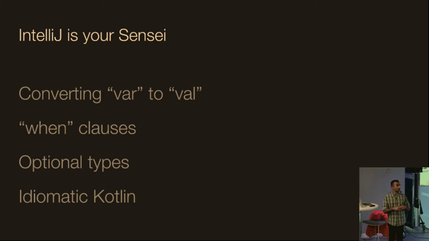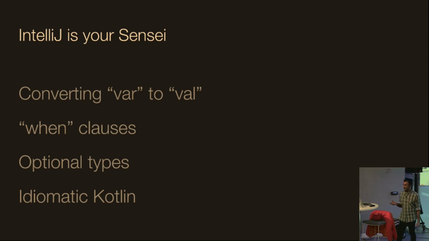It will tell you, hey, why don't you convert this var to a val? Because you don't mutate it. So maybe you should change that. You get a lot of these little bits of help. You get help with things like when clauses. So a switch. Instead of switch in Kotlin, you have a thing called a when. But a when is a lot more powerful, and you can do loads more useful things with it. It'll tell you things about optional types.